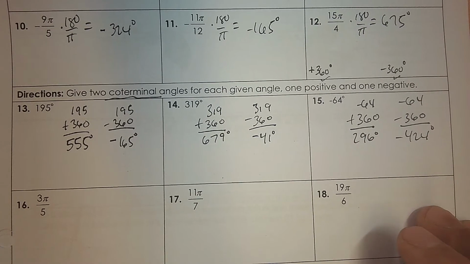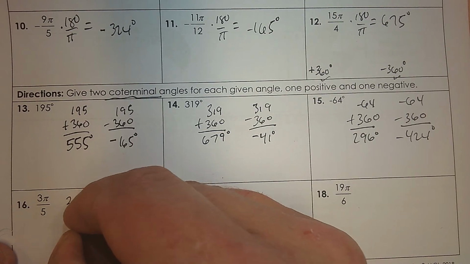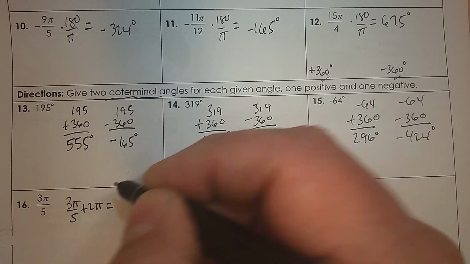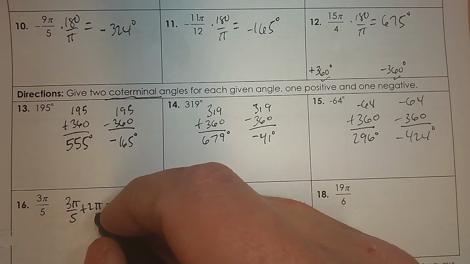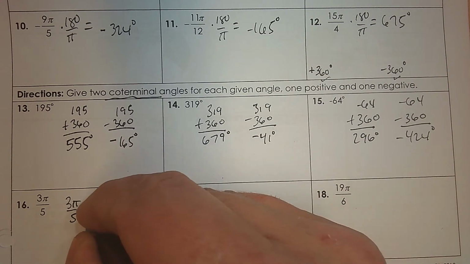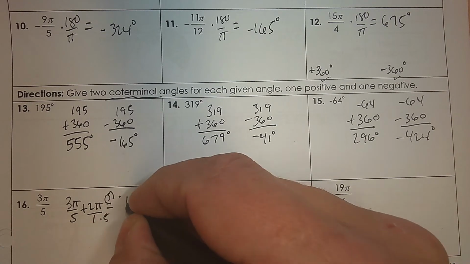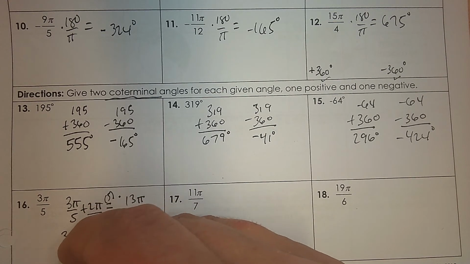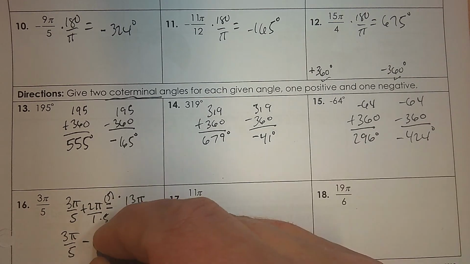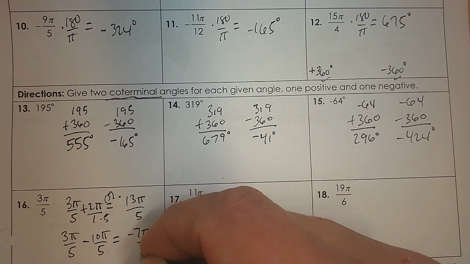For radians, we're going to use 2 pi instead of 360. So 3 pi over 2 plus 2 pi, so it's radian plus radian. You need common denominators. So times 5, top and bottom, and you get 13 pi over 5. Same thing, but this time we're going to subtract 2 pi. Again, with common denominators, that would be 10 pi over 5. And then that would be negative 7 pi over 5.